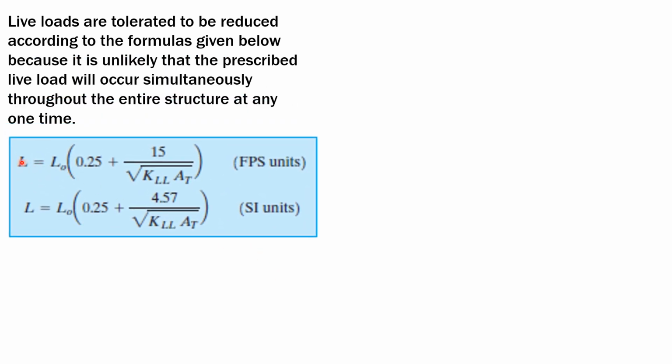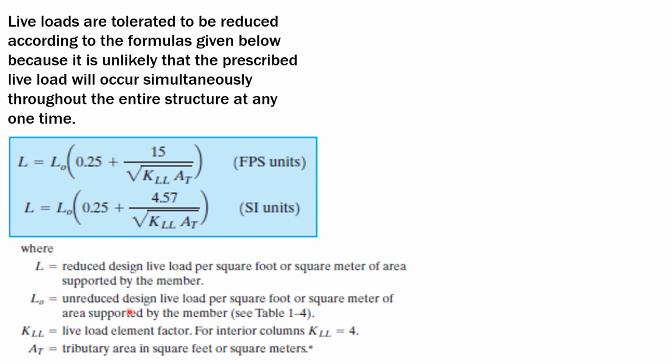So we have here the reduced live load L. This is the design live load, and this factor here, KLL, is the live load element factor, and area AT is the tributary area. The tributary area, for example, if this is an interior column, you go halfway up, halfway sideways, and halfway sideways to the next column, then that would be the tributary area. It is also explained in the examples. So you have here the different definitions of these symbols.